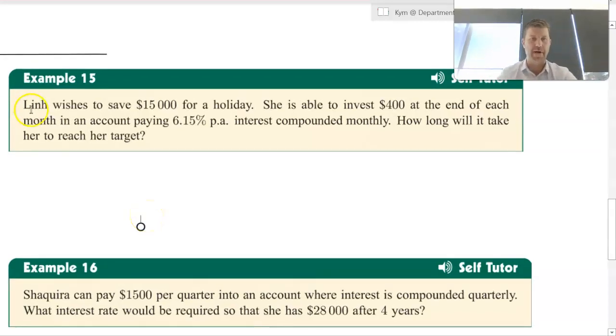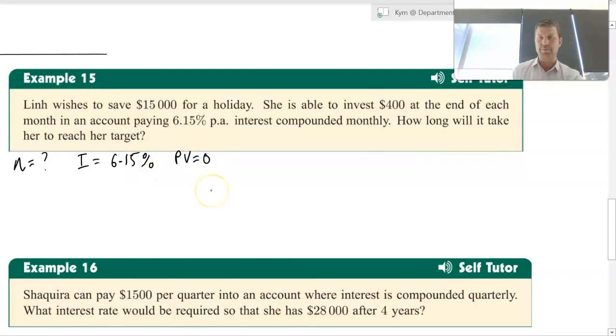So let's read the question first, perhaps. Lynn wishes to save $15,000 for a holiday. She's able to invest $400 at the end of each month in an account paying 6.15% per annum, interest compounded monthly. How long will it take her to reach her target? So here we're actually asking the calculator to calculate N for us. The interest rate is given to us at 6.15%. The present value, again, is going to be 0. Okay, we're starting with nothing, so 0.